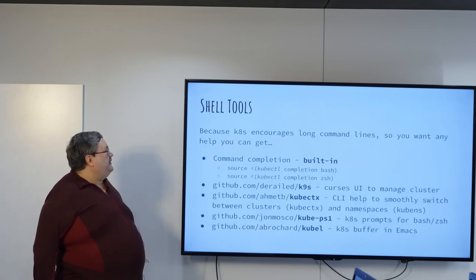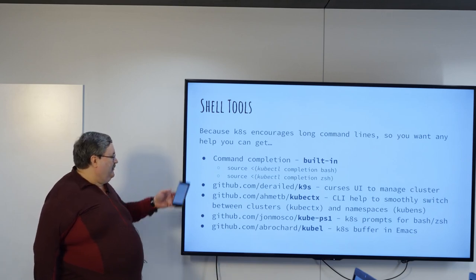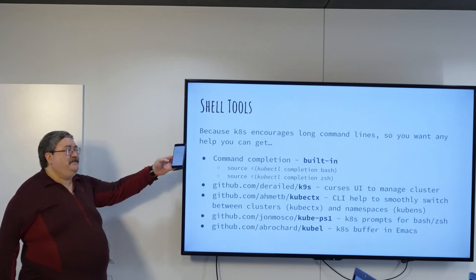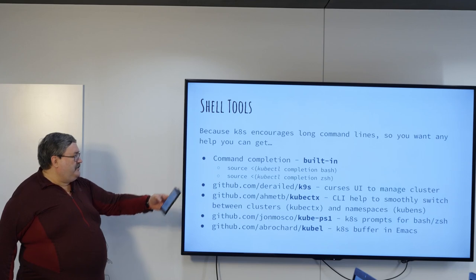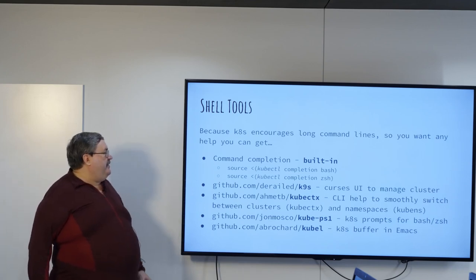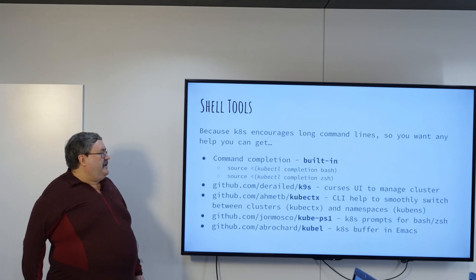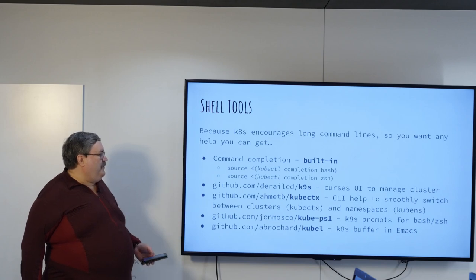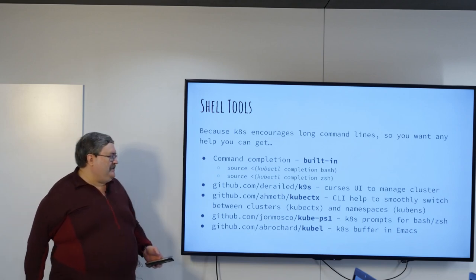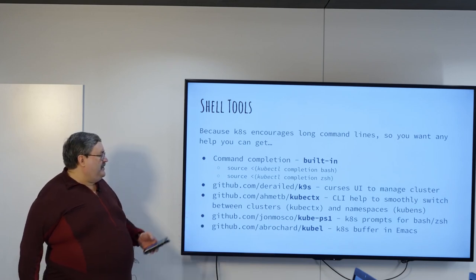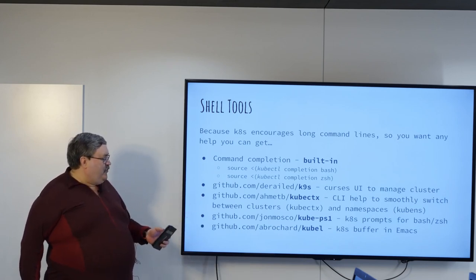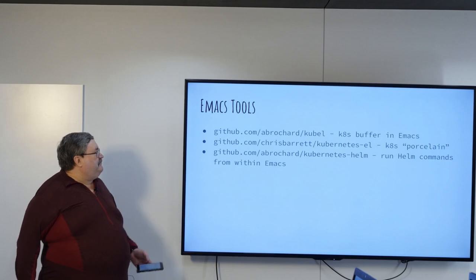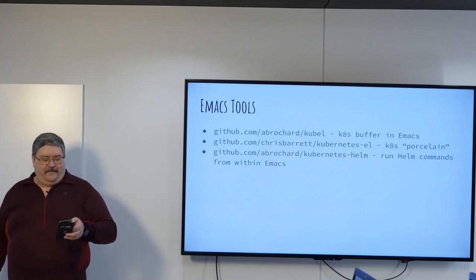There's a barrel load of shell tools that are probably really pretty useful. Command completion is built in, compatible with Bash and Zed Shell. There's a curses thing, command line interface help. You'll be managing many clusters and many namespaces and jumping between them is useful. Put your Kubernetes configuration into your prompt. And then there's some Emacs stuff. You can have a Kubernetes buffer in Emacs, which is on the next page as well. And there's Kubernetes and Helm stuff. Hooray. And that's it.